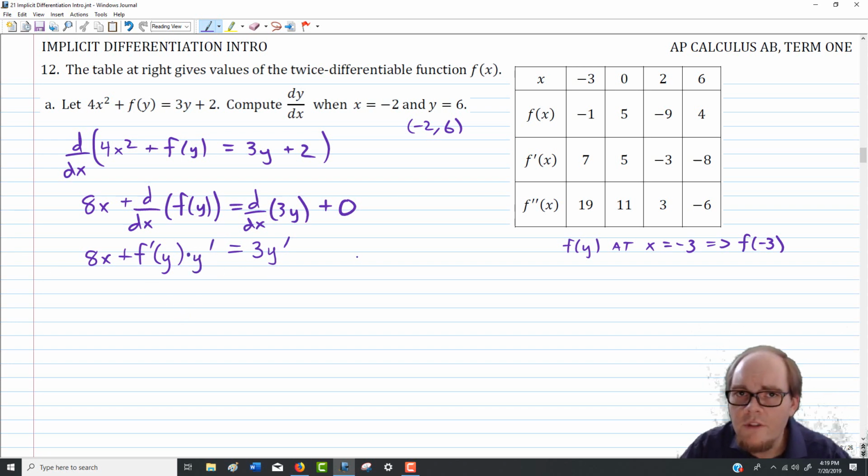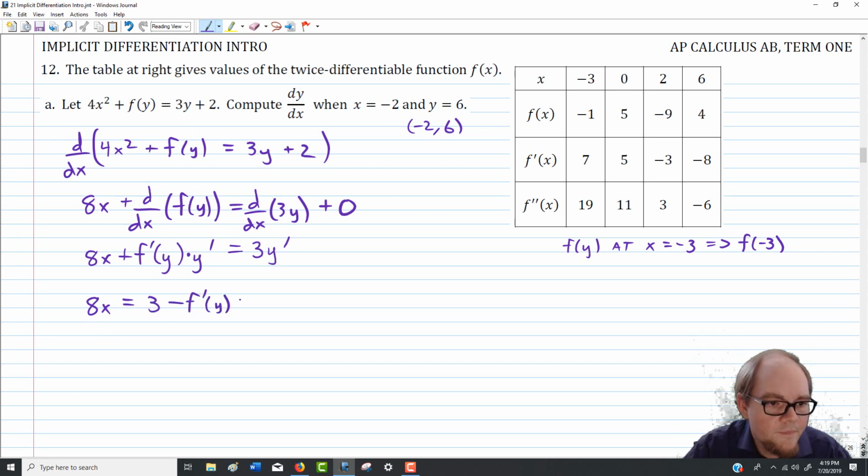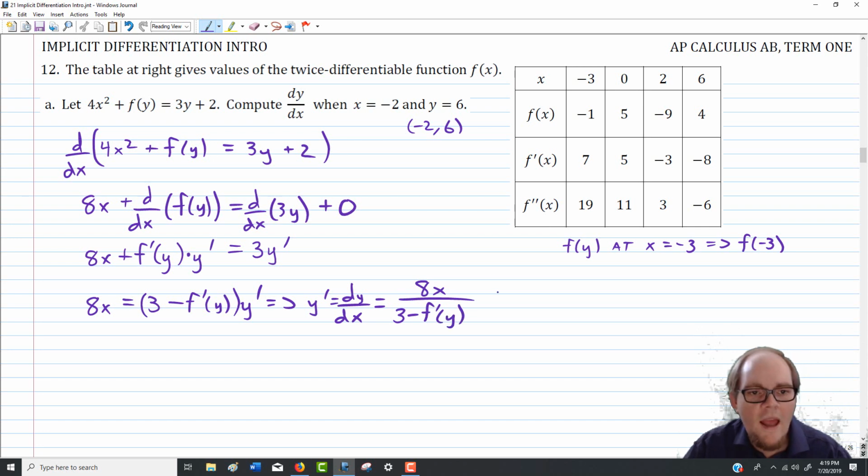This is our derivative expression that works for this particular curve. So from there, all we need to do is pull everything to the same side. 3 minus f prime of y, all times y prime. It's going to lead us to y prime, also known as dy/dx, being equal to 8x over 3 minus f prime of y. And then at this point, we remind ourselves where we're evaluating. We're evaluating at (-2, 6).